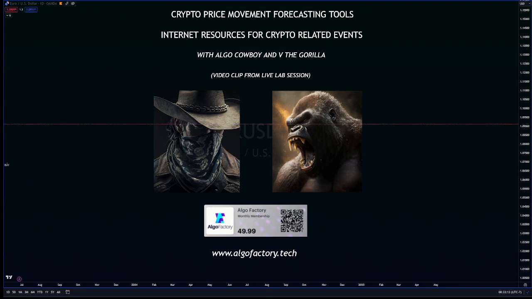In the meantime, strap in and enjoy this discussion. It's about crypto price movement forecasting tools. There are some resources on the internet that tell you when events are going to happen in crypto, and those can be used to help determine when price might make a move up or down. So stick through to the end, and we'll see you then.